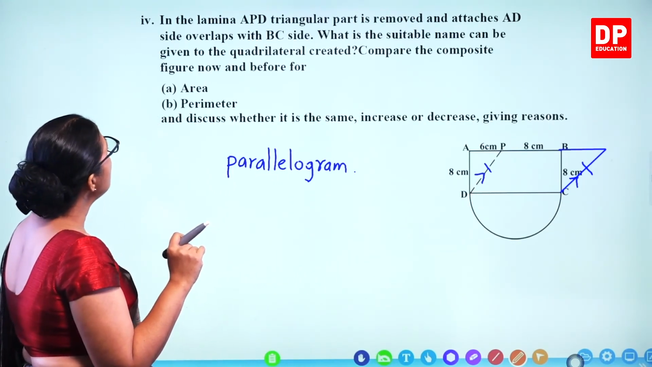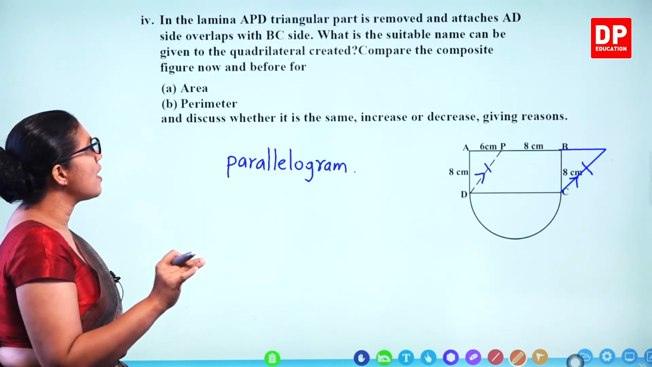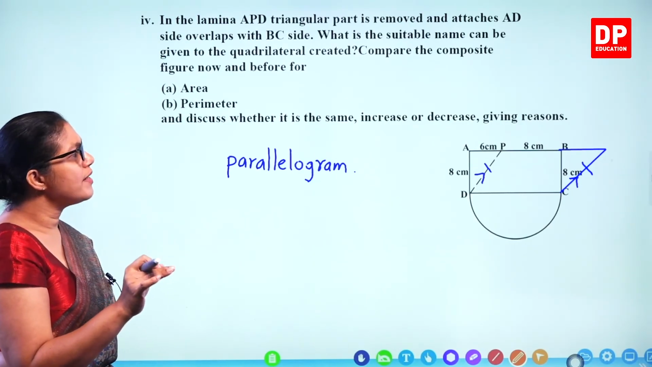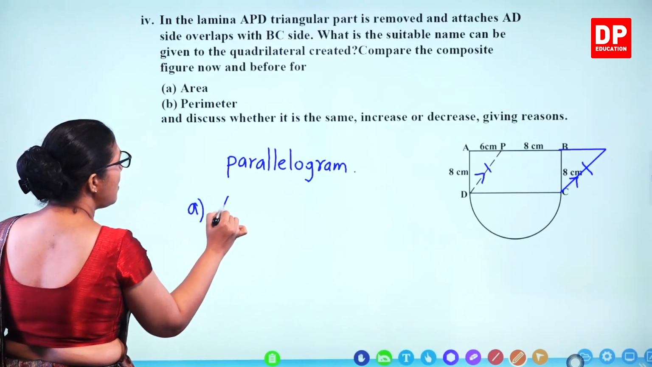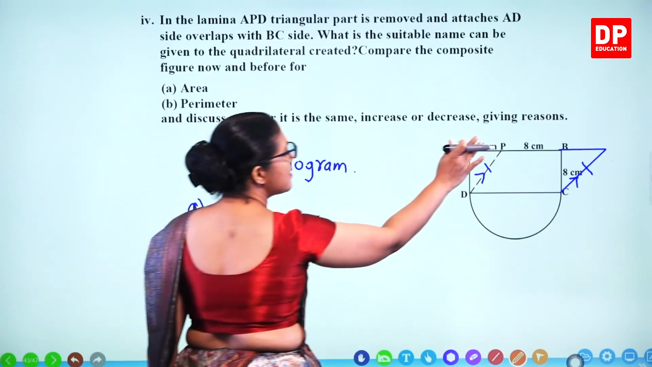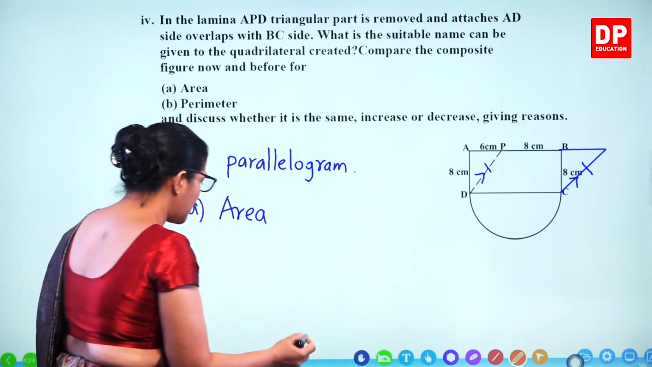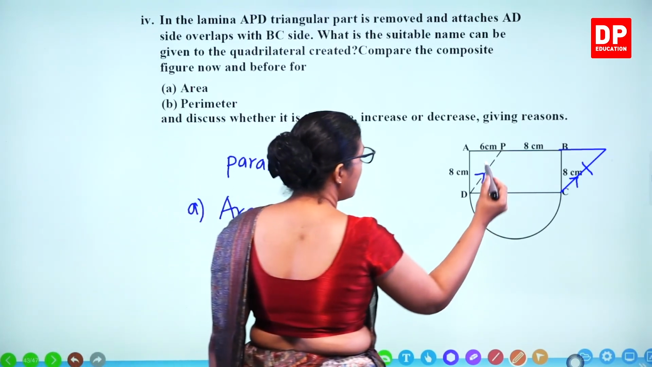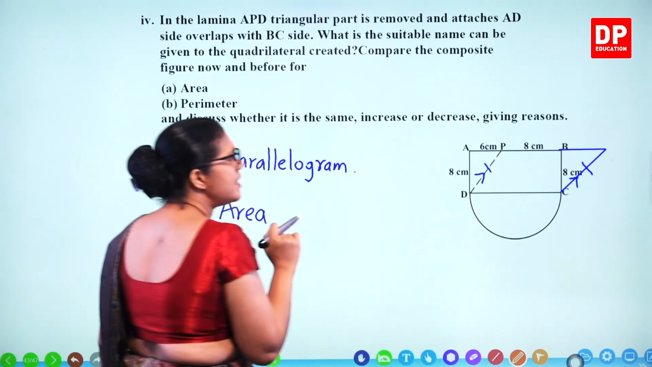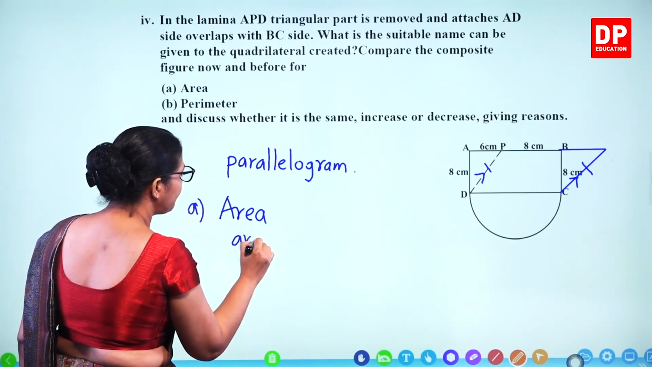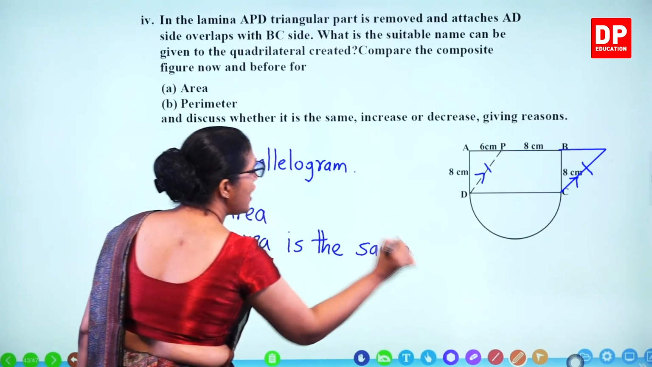Then compare the composite figure now and before for area, perimeter, and discuss whether it is the same, increase or decrease, giving reasons. Now we'll talk about area. What do you think? This part moves here. Area is the same because this area we are removing, but same area we are adding. So area is the same, not changing.